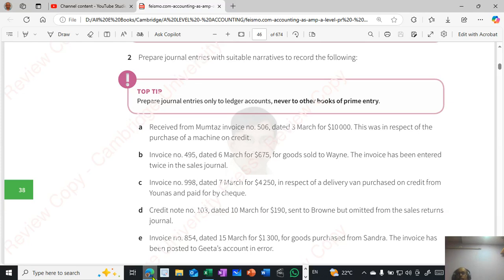Dear friends, we'll continue with books of prime entry. This is another problem which is there in David Hopkins.